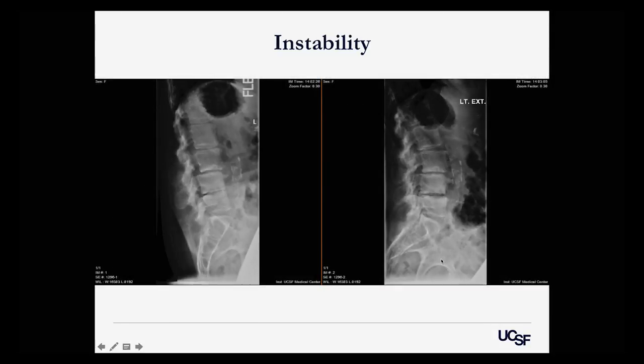In the abnormal state, what immediately jumps out is an area, this is called a step off, where there's actually an area of instability. When the patient extends their back, that actually reduces to a more or less normal alignment. So this is an unstable spine. This can also be very, very painful.